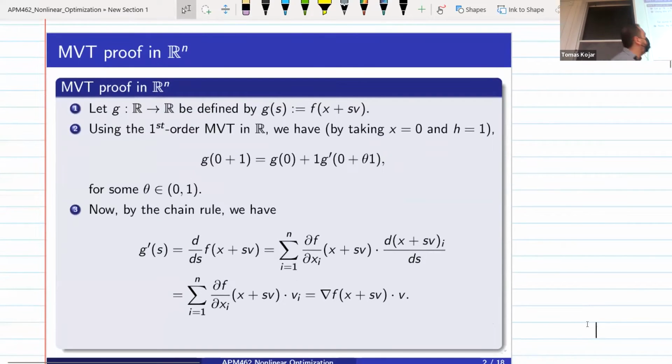So when you do that, let's forget this for a second. When you do that, you're just left with v_i, right? Because x does not depend on s. So you have s v_i over here. Is that okay? But then if you stare at this, it is a partial derivative times the ith coordinate. So you have a dot product. Is that okay?